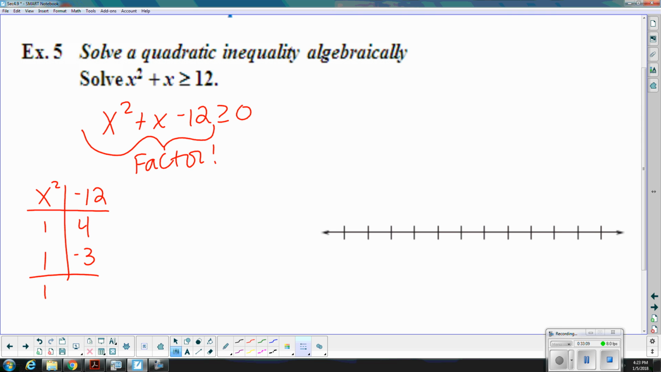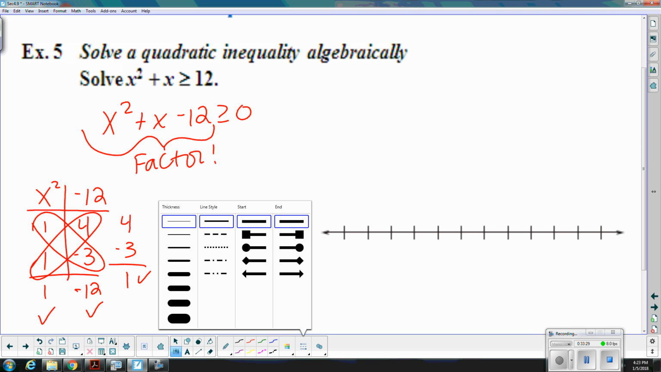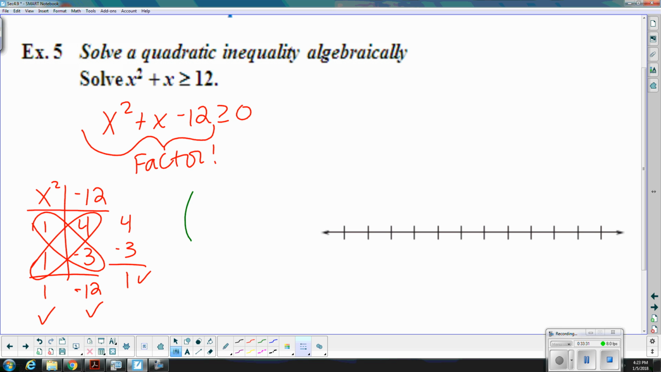So 1 times 1 is 1. 4 times -3 is -12. And then if I add them together, 4 times 1 is 4. 1 times -3 is -3. If I add those together, I get positive 1. That's what I want. All three of those are what I want. So when I actually write it out into my factors, I've got x plus 4 times x minus 3 is greater than or equal to 0.